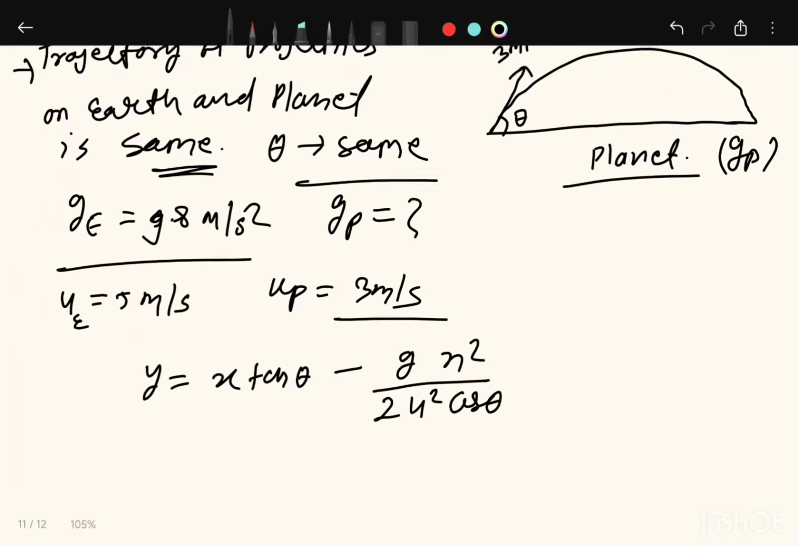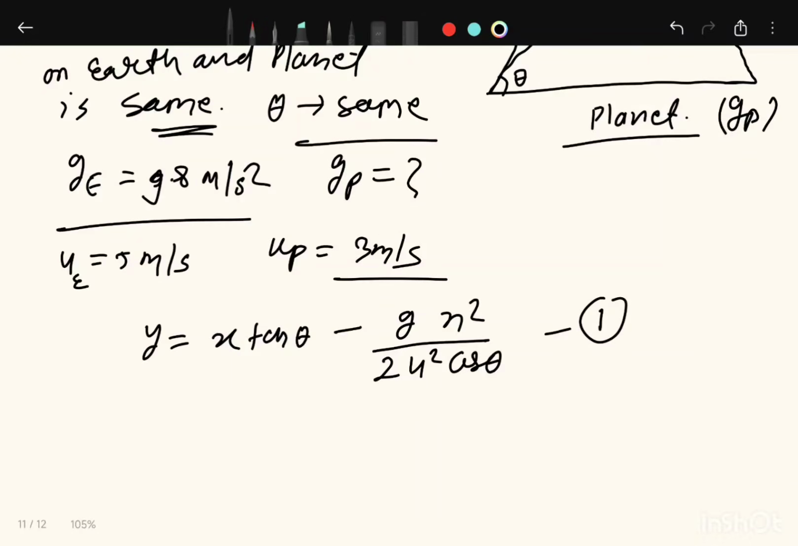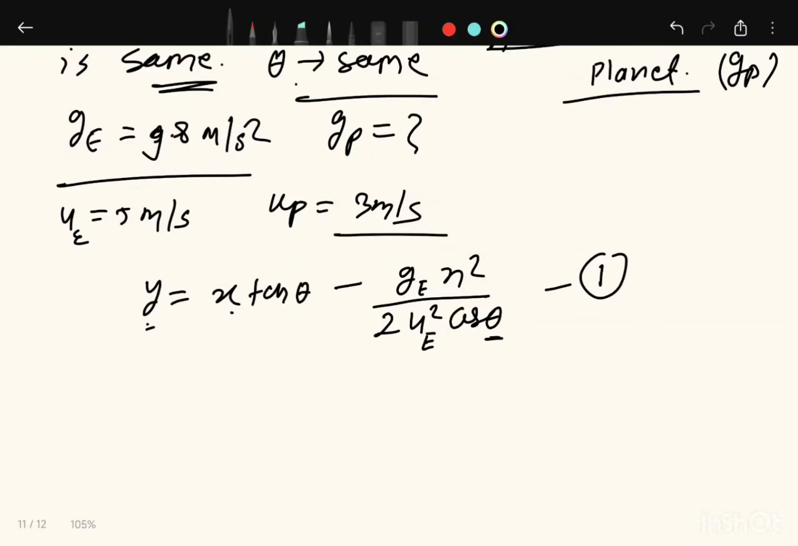Now we are told that on the Earth and the planet this trajectory is the same, right? Let me take this for the Earth. The trajectory is the same, which means the x and y coordinates of the particle's trajectory at any point will remain the same. So what is the thing that is changing? The speed is different on Earth and planet, and the gravitational acceleration will also be different. Theta is the same, that is given in the question itself, and the trajectory is also the same, which means x and y coordinates will also remain the same. So this is for your Earth.